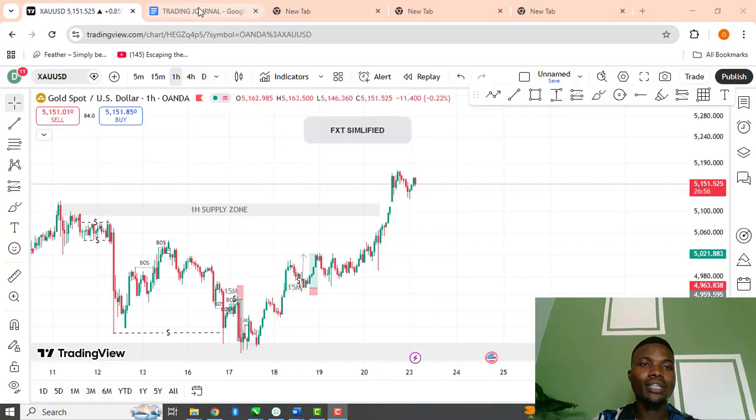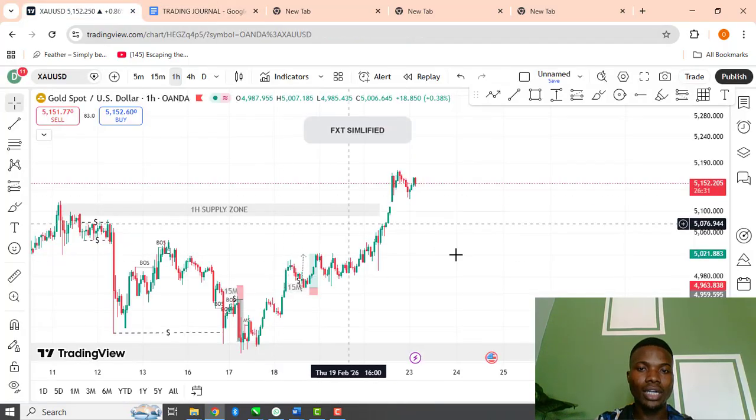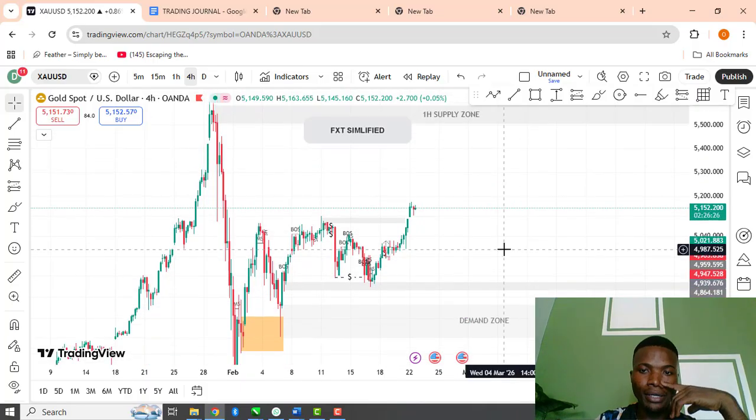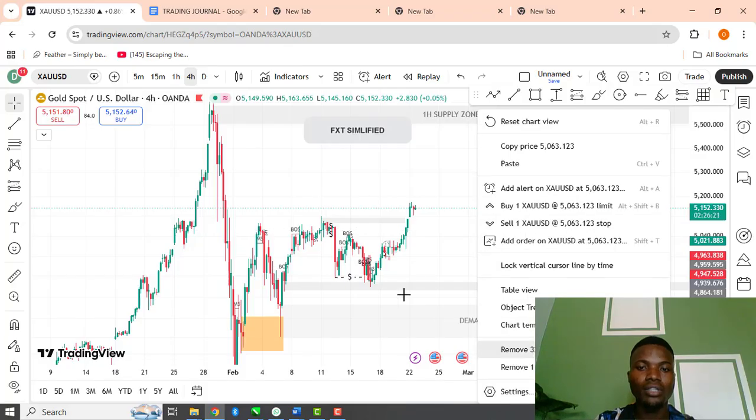So now I said earlier that I have a trading journal. So right there I have the gold trading strategy using market mechanics. So we look out for our buyers, okay, either to buy or sell. Then we are going to begin from higher time frame, which is 4 hour and 1 hour, and we are going to spot our demand and supply there. So let us go right into the chart and go to our 4 hour. Let us see the trend of 4 hour. So let me simply remove all these markups.